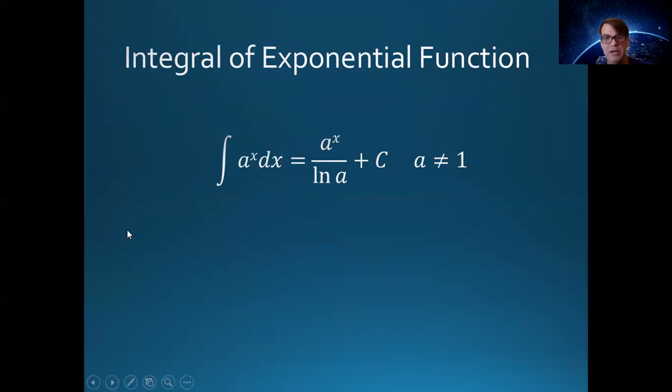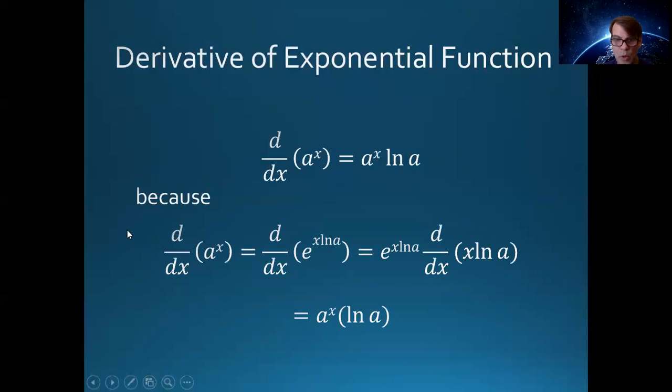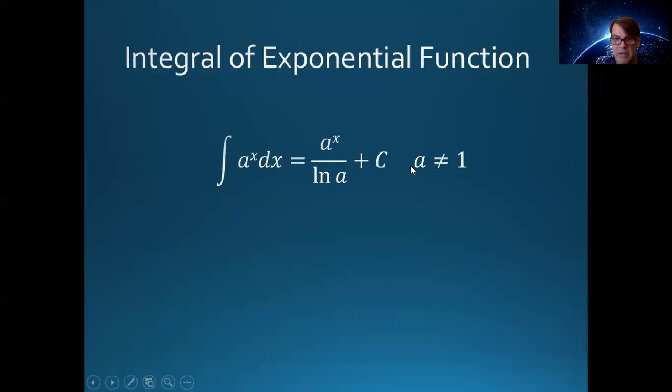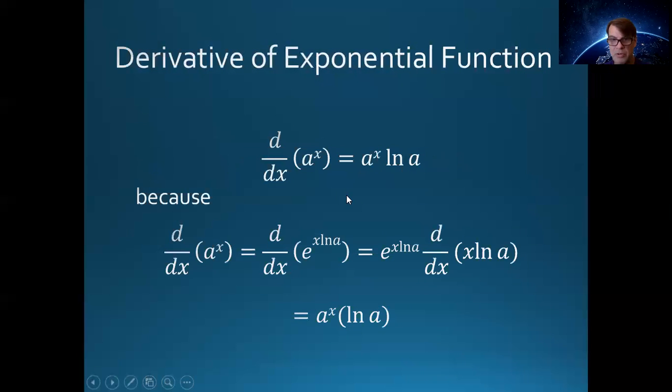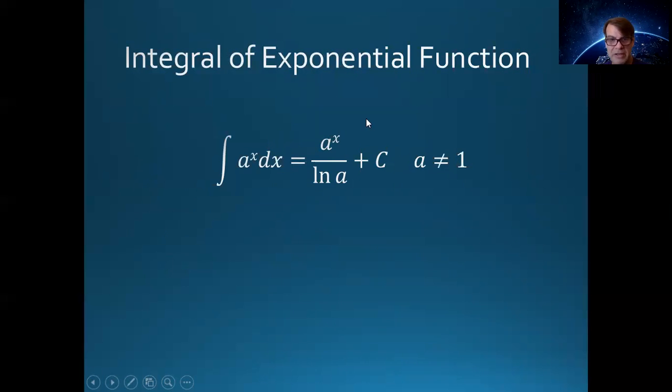Okay, so one more thing. We now come to the integral of the exponential function, which is basically just the reverse of this. The integral of it is going to be whatever, if you take the derivative of it, you're going to end up with a to the x. So you're going to have the natural logarithm of a on the bottom, because when you take the derivative of it, the natural logarithm of a and natural logarithm of a will cancel out, and you'll be left with a to the x again, plus a constant. A cannot equal 1, because then you would have a 0 in the denominator.